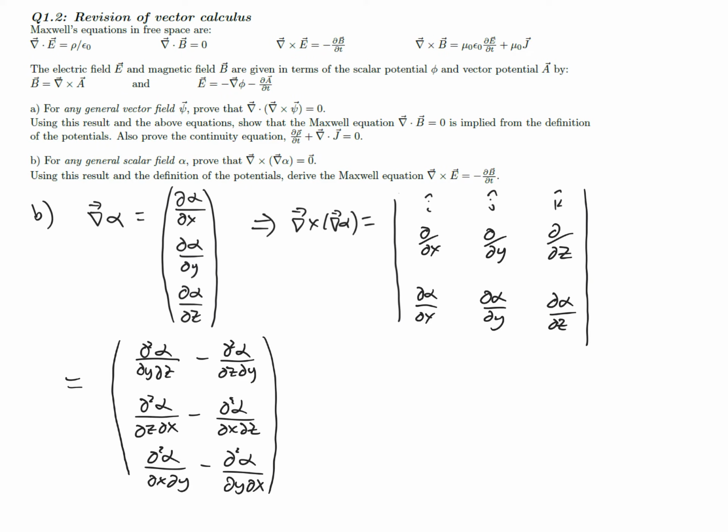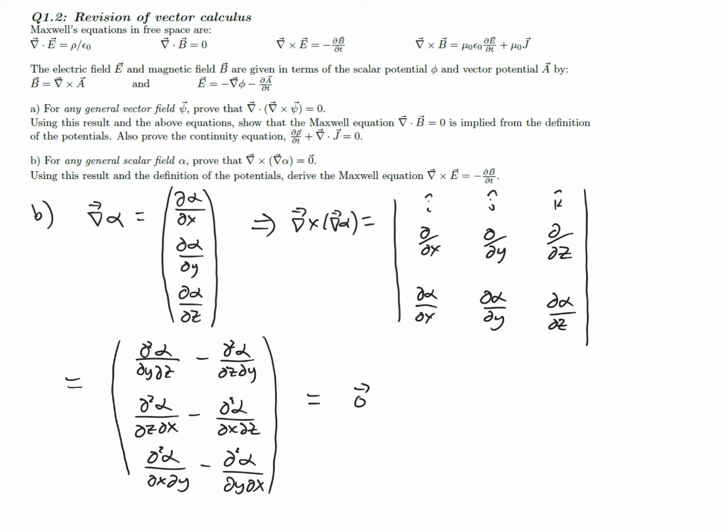Very good. And you see that term by term, each of the components is separately equal to 0. And so this whole thing is equal to 0 vector. So the 0 here is itself a vector. It's 0, 0, 0. Okay, good. So that's that.